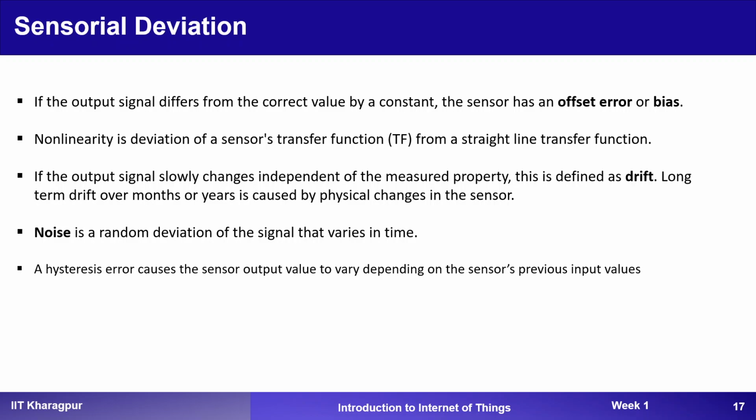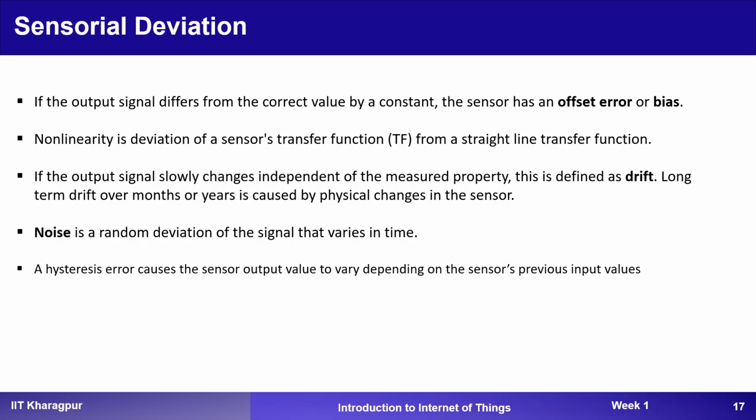Then non-linearity. Non-linearity is a deviation of a sensor transfer function from the straight line to some other kind of function. So what is this transfer function? The transfer function is the relation between the input and the output of your sensor. If there is any deviation in this transfer function, then this is called non-linearity.